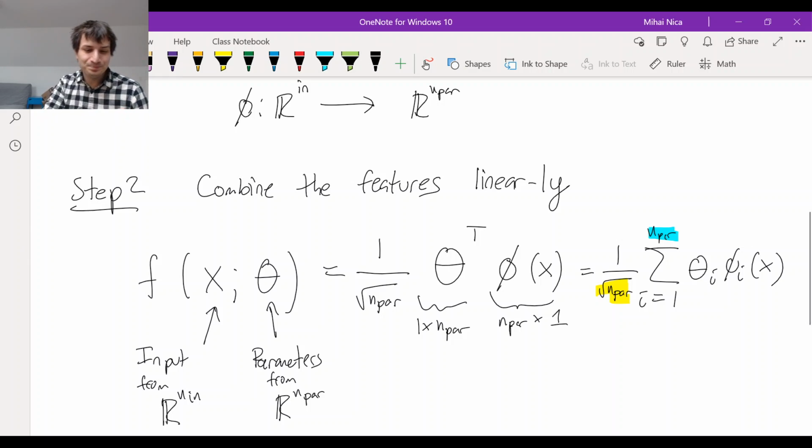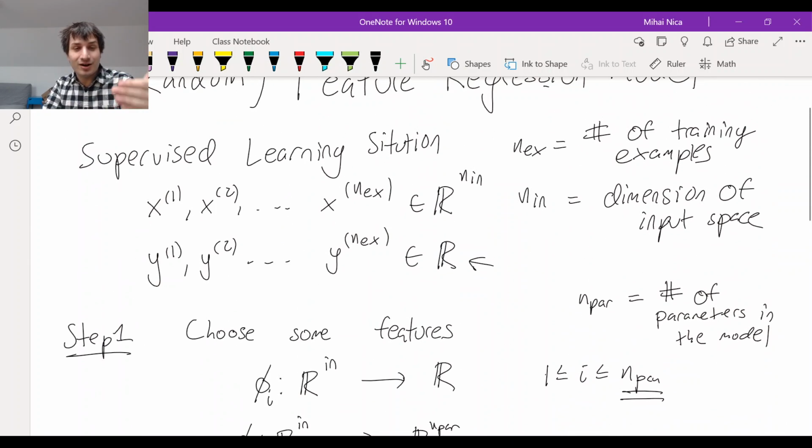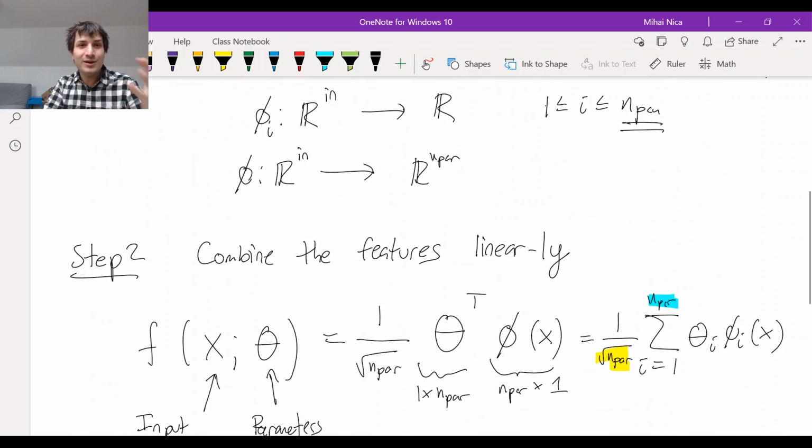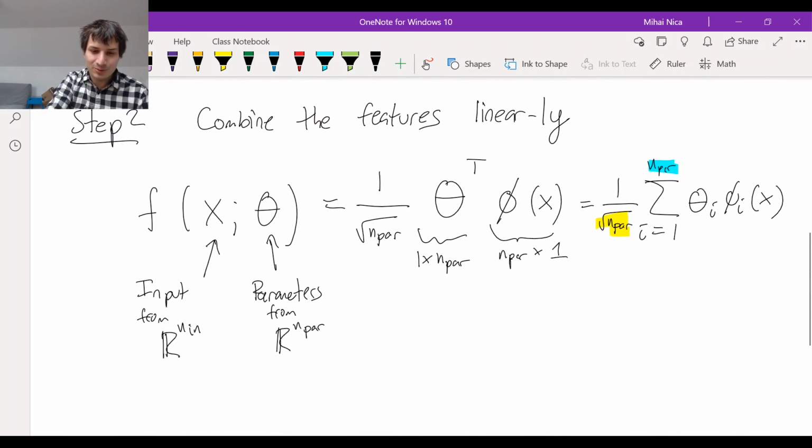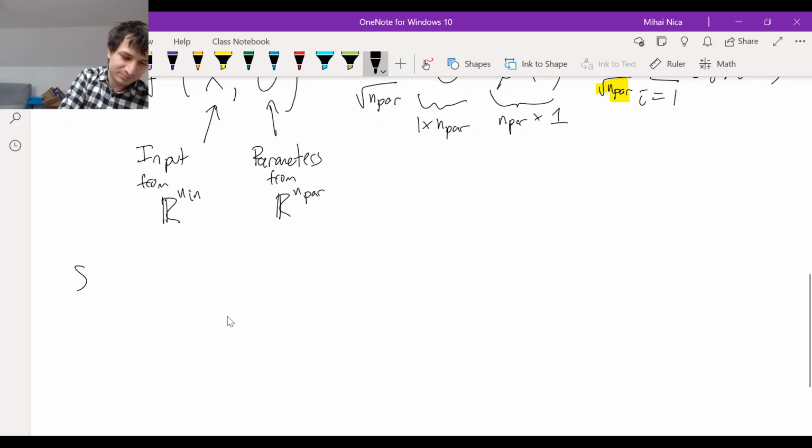So that's our model. We have our model. We have our data, our training examples. How do we use the training examples to train the model? So this was, maybe we'll call this step 2a, defining the model. Step 2b is training the model.